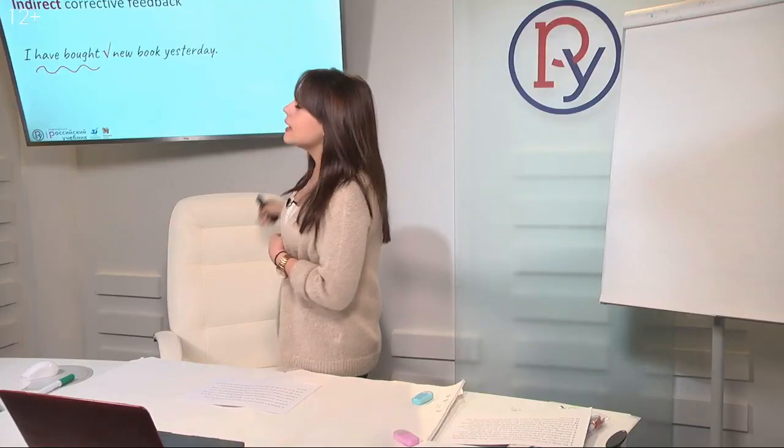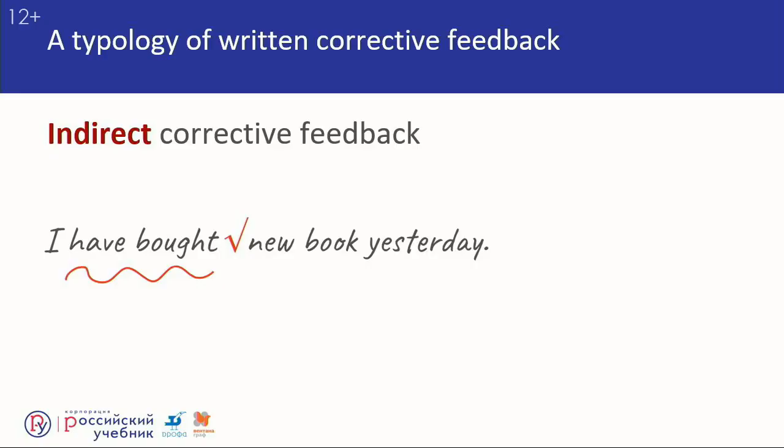So as you can see, the very same sentence, I have bought new book yesterday, the very same mistakes, but I corrected them differently. Actually, I didn't correct these mistakes. I just let my student know that there are two mistakes. Now, I used two different ways of doing it. I put a little tick to let my student know that there is a word missing, and my student will have to think on their own what type of word is missing, right?